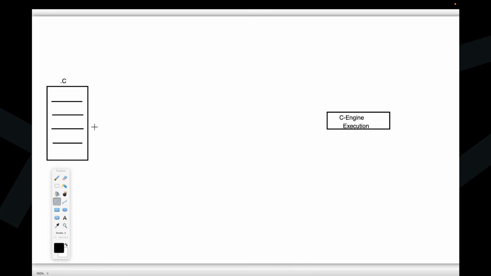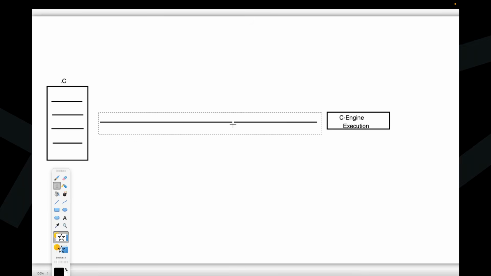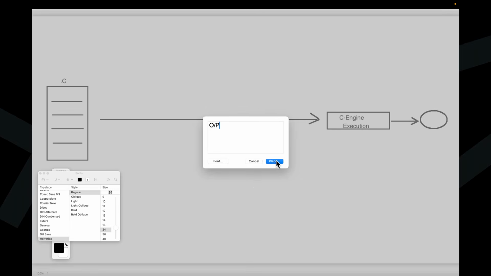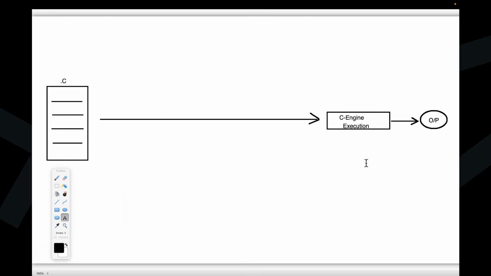Now, the point is what? If we provide the C program to the C engine, the program will be executed automatically. After executing that C program, we are able to get some outputs. What outputs we get depends on the program we have written. Clear? Do you understand, guys, what I'm telling you now?